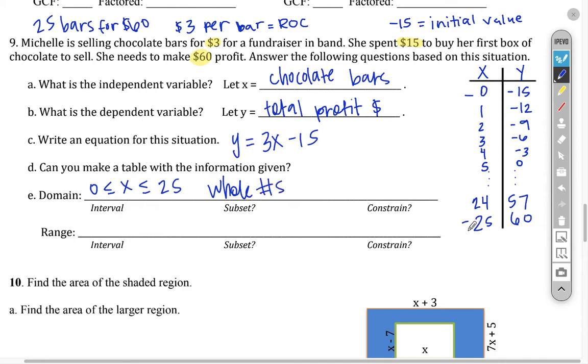And is there a constraint on this one? No, we're just increasing by 1, so there's no constraint. Our range is going to be negative 15 less than or equal to y less than or equal to 60.